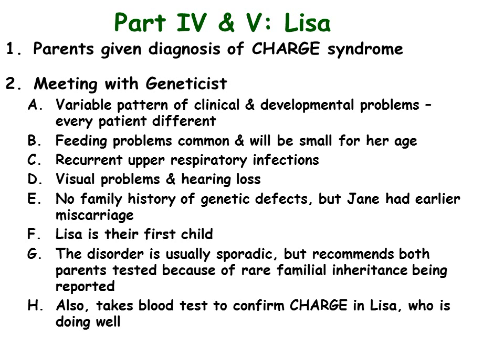Anyway, there's no family history of genetic defects in either of the parents' backgrounds, but Jane did have an earlier miscarriage, and Lisa is their first child. However, they are told that usually this is sporadic, but they recommend both parents being tested because sometimes there is a rare familial inheritance reported. So they take blood tests to confirm CHARGE in Lisa, who is beginning to do well.